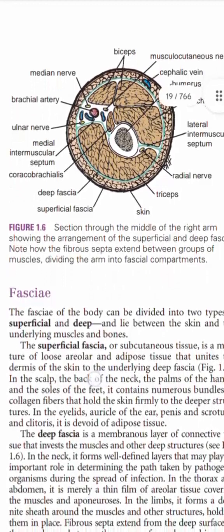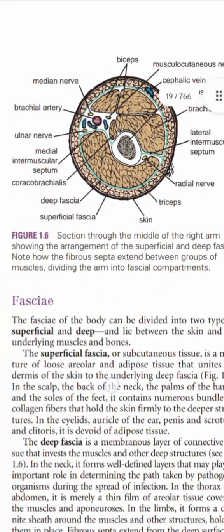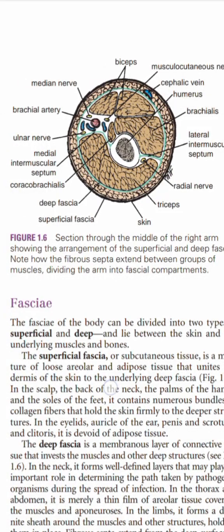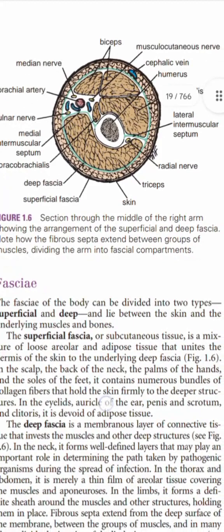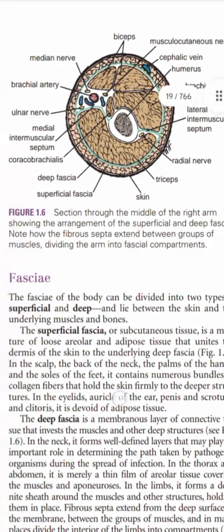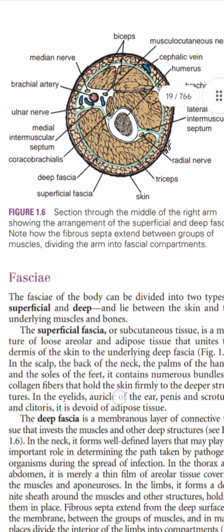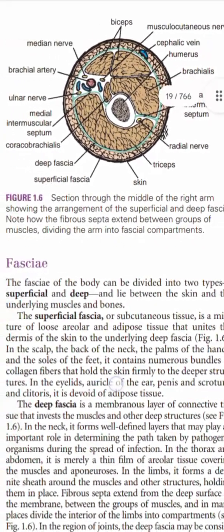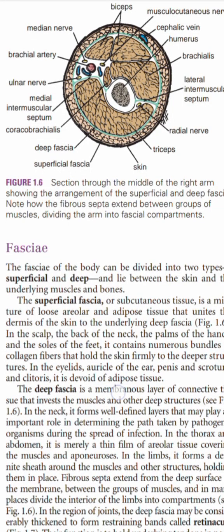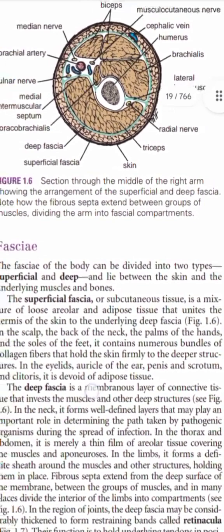Fasciae. The fasciae of the body can be divided into two types, superficial and deep, and lie between the skin and the underlying muscles and bones. The superficial fascia, or subcutaneous tissue, is a mixture of loose areolar and adipose tissue that unites the dermis of the skin and underlying deep fascia. In the scalp, the back of the neck, the palms of the hands, and the soles of the feet, it contains numerous bundles of collagen fibers that hold the skin firmly to the deeper structures.